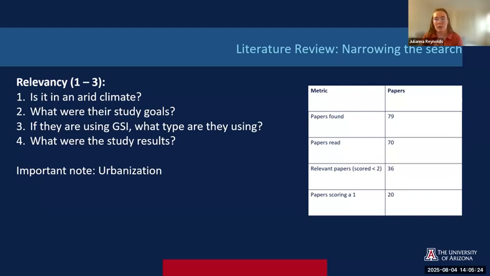What were their study goals? I was looking for content on GSI specifically, and if they were using GSI, what type were they using? Were they using green roofs? Were they using rainwater harvesting, infiltration, etc.? And what were the study results? The most important thing was quantitative metrics.